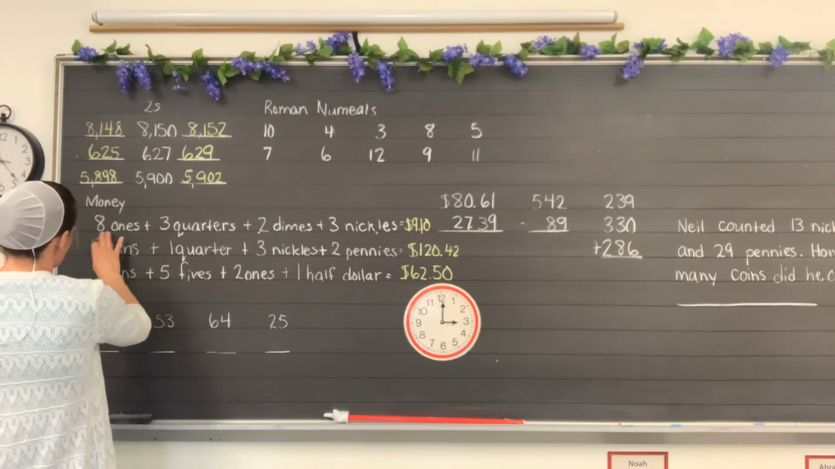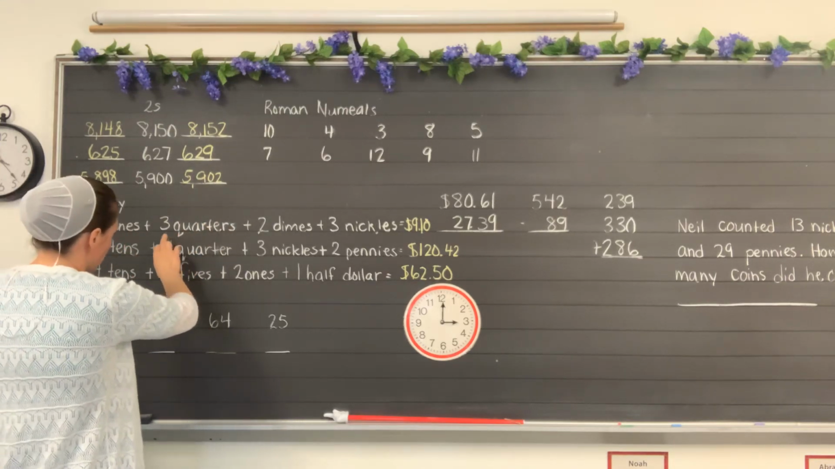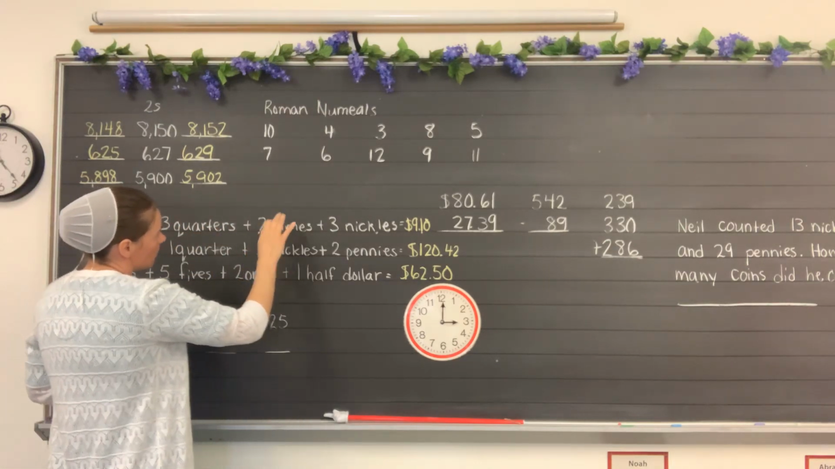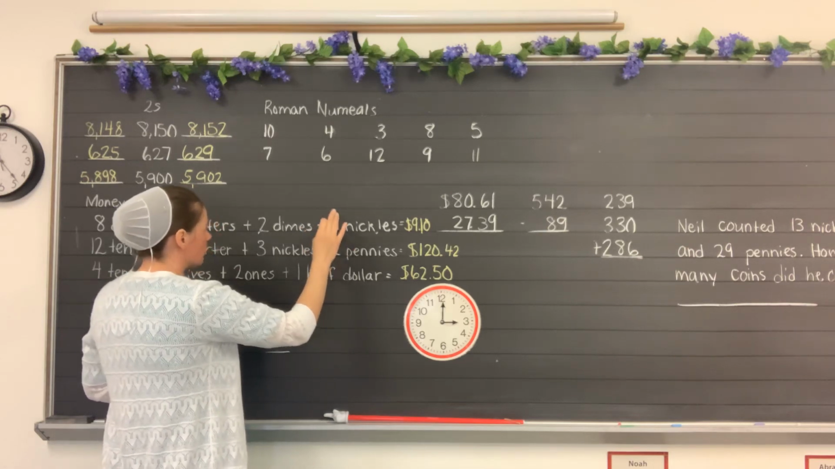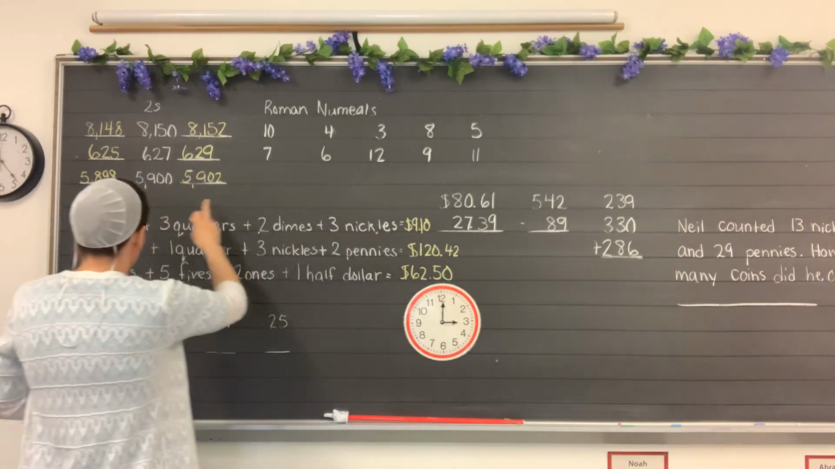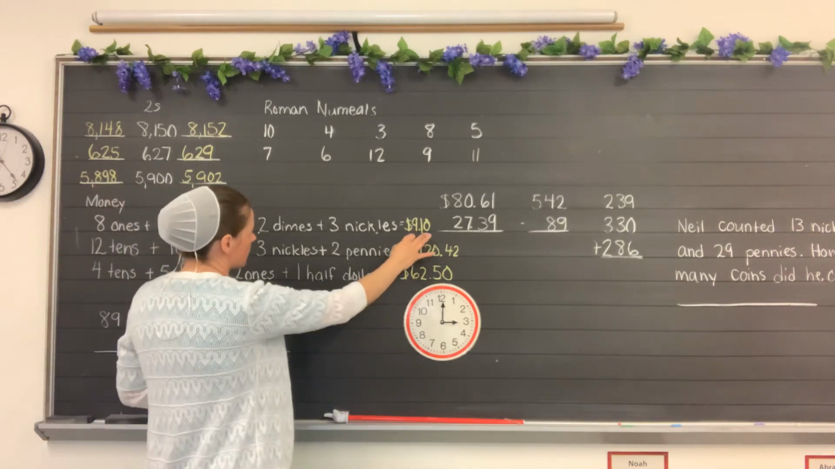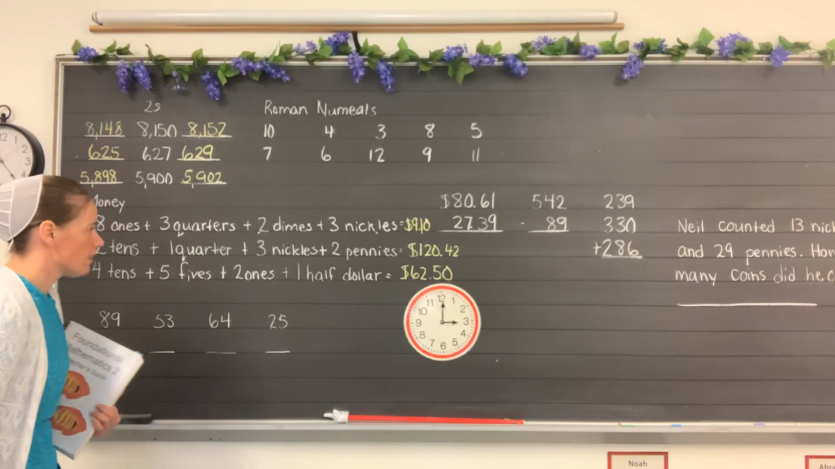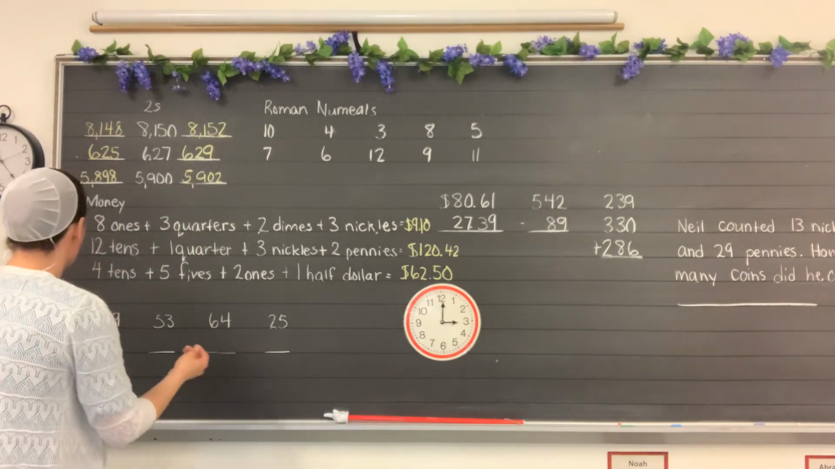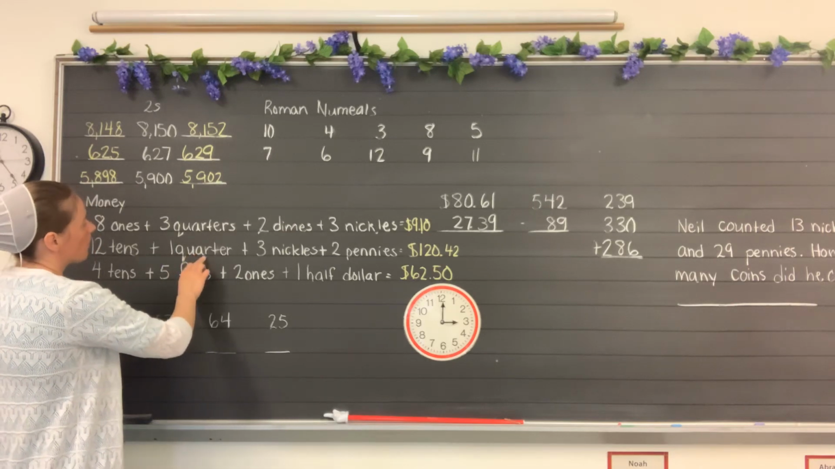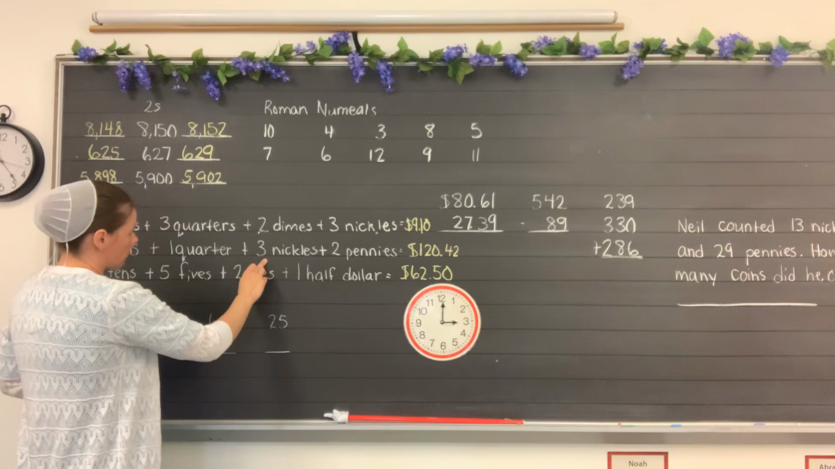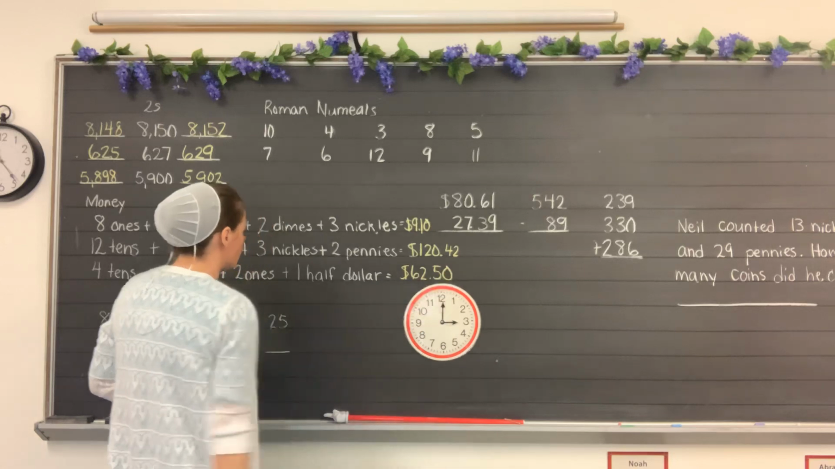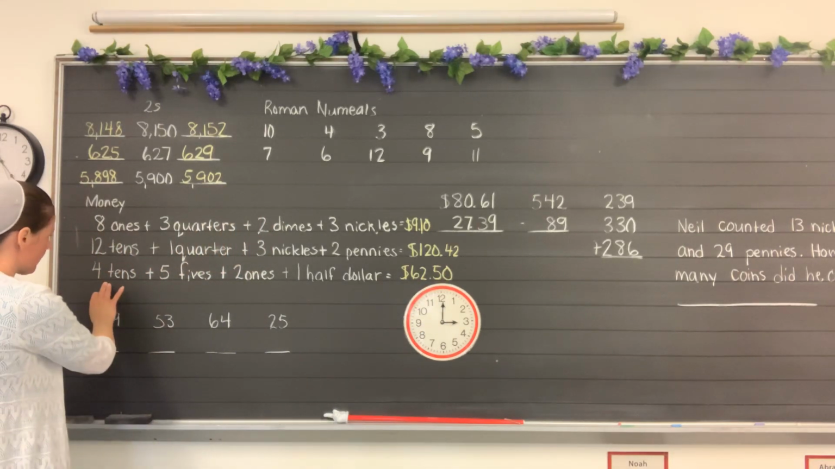Okay, let's count again just to make sure we have our answers correct. So 8 ones is $8, plus 3 quarters, 25, 50, 75, 2 dimes, 85, 95, 3 nickels, 100, 105, 110. So we had to add another dollar to this, so we had $9.10. That is correct. And then we have 12 tens here. So 12 tens, remember, makes $120. So $120 plus 1 quarter, 25 cents, 30, 35, 40, 41, 42. So $120.42 is right.